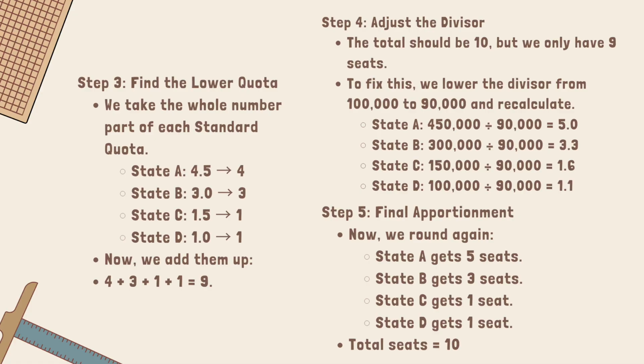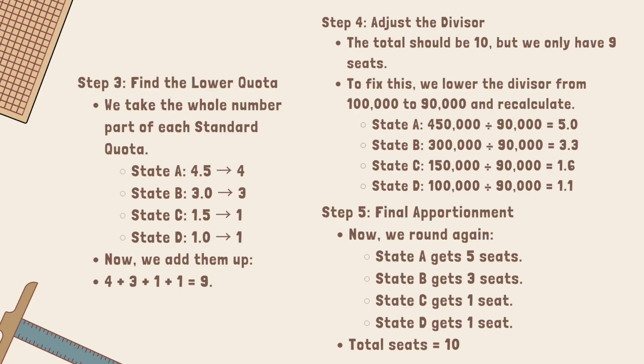To fix this, we lower the divisor from 100,000 to 90,000 and recalculate. State A, 450,000 divided by 90,000 equals 5.0. State B, 300,000 divided by 90,000 equals 3.3. State C, 150,000 divided by 90,000 equals 1.6. State D, 100,000 divided by 90,000 equals 1.1.